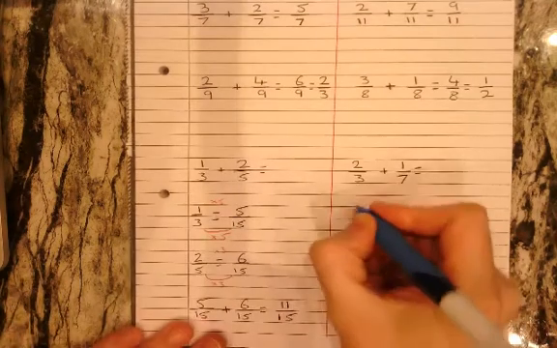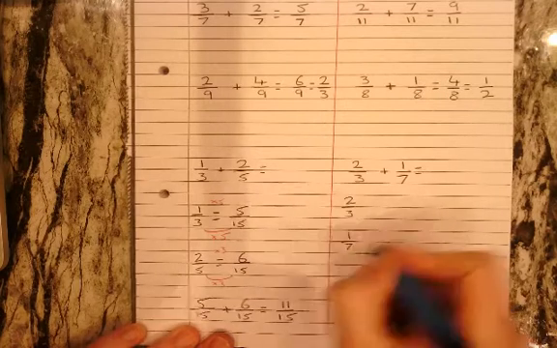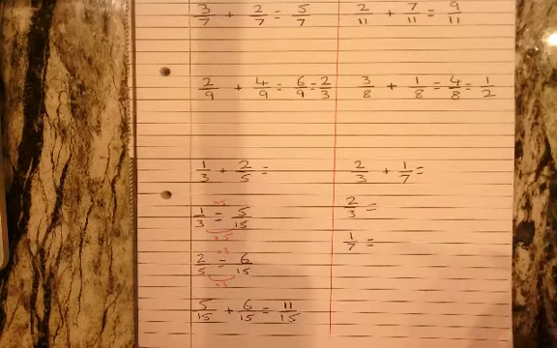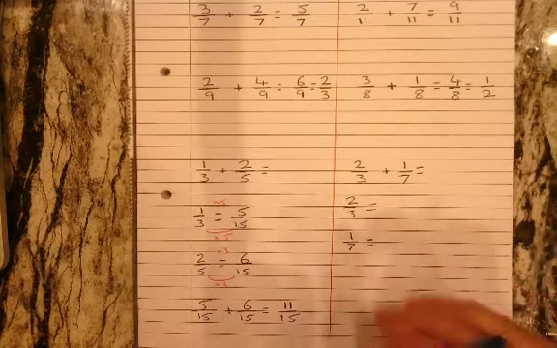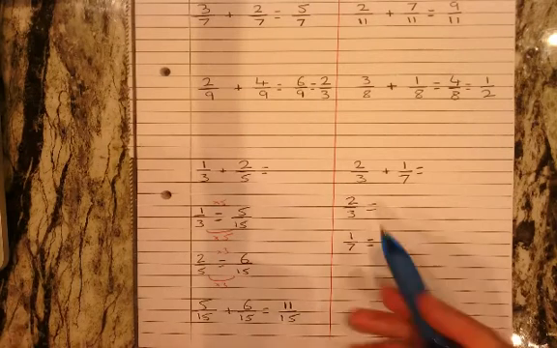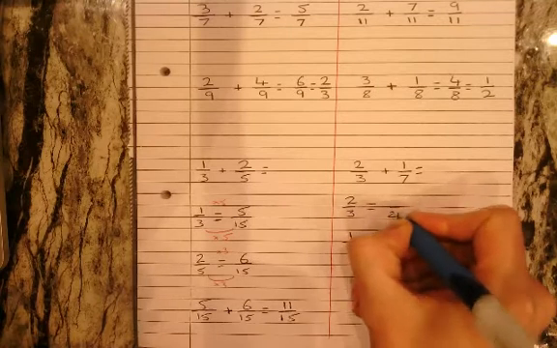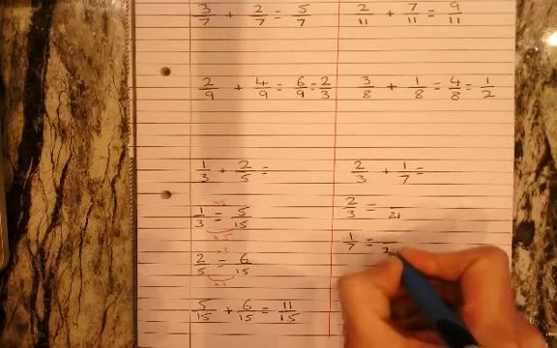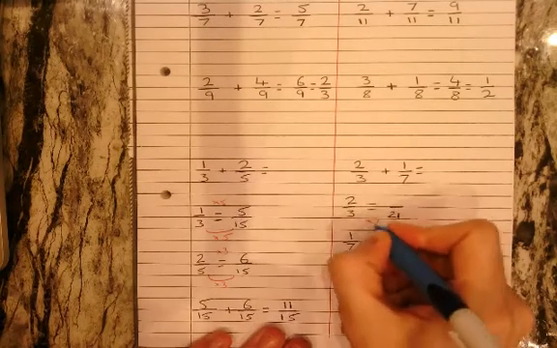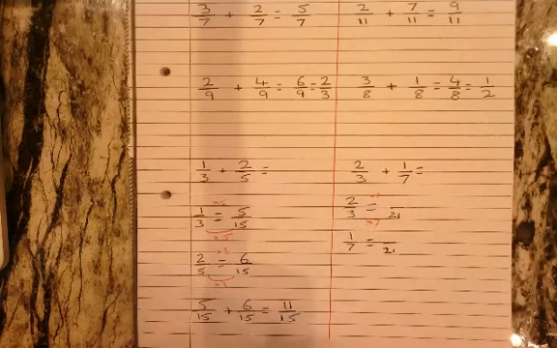Okay, well done. So 2/3 and 1/7 are the two fractions that I've got. The first thing we need to do is find the lowest common multiple of 3 and 7. You can write out the times tables or multiply them, whatever way you want to do it, but it's going to be 21. So both of these are going to be over 21. How do I get from 3 to 21? I multiply it by 7. So 2 times 7 is 14.